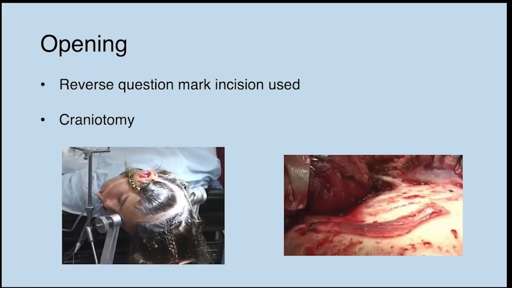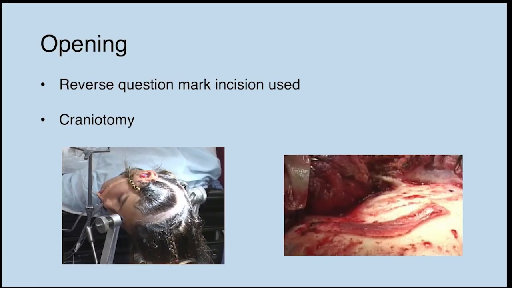In terms of the opening, a reverse question mark incision is used. The incision begins at the root of the zygoma and curves posteriorly and superiorly, then anteriorly to meet the superior temporal line, just behind the hairline. And on the left you can see a patient who is being prepped for this incision.